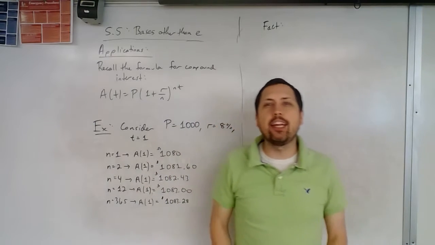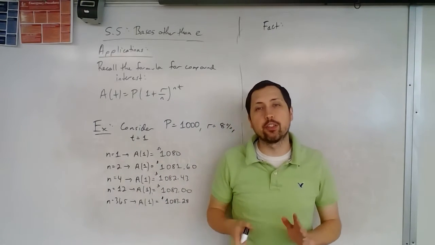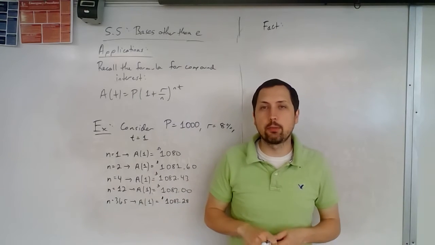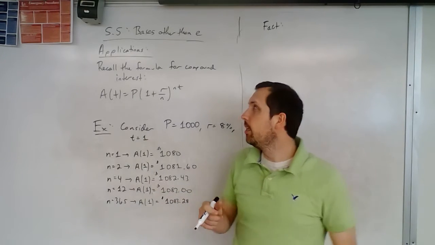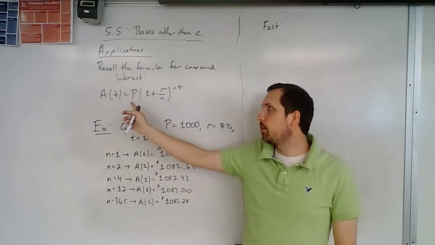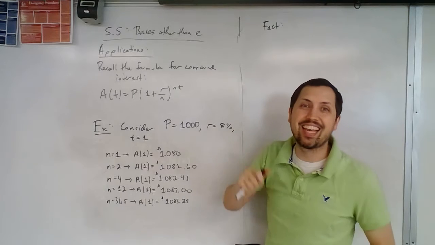Let's take a look at an application of compound interest. This is a topic that's usually covered in college algebra, pre-calc, those types of classes, so hopefully this rings a bell. Let's recall the formula for compound interest. We have A of t is equal to P times (1 plus r over n) raised to the nt.